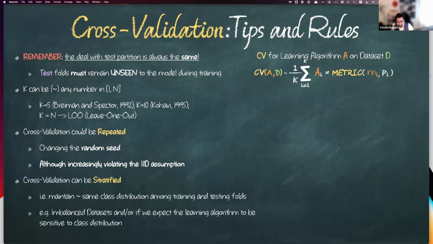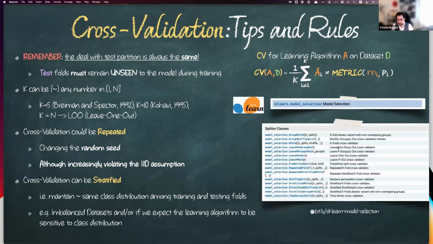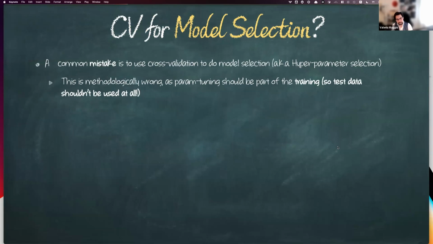And cross-validation can be stratified, which means you want to maintain the same class distribution among training and test folds, when you have an imbalanced data set, or if we expect a learning algorithm to be sensitive to class distribution. In scikit-learn, in fact, you have a long list of different methods you might choose to do the cross-validation: group k-fold, shuffle split, and many others. So you don't have to reinvent the wheel.